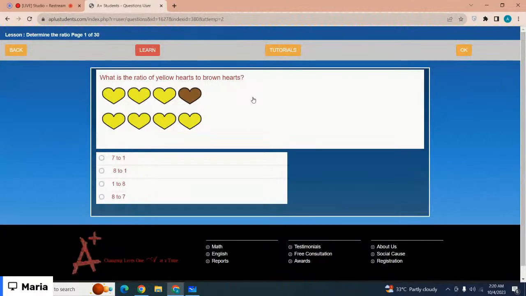What is the ratio of yellow hearts to brown hearts? So which is the correct option? Yellow hearts to brown hearts, right? So how many yellow? One, two, three, four, five, six, seven. 7 are yellow and just one is brown. So it would be 7 to 1, right? Because you have 7 yellow hearts and 1 brown. So that would be 7 to 1. Very good.